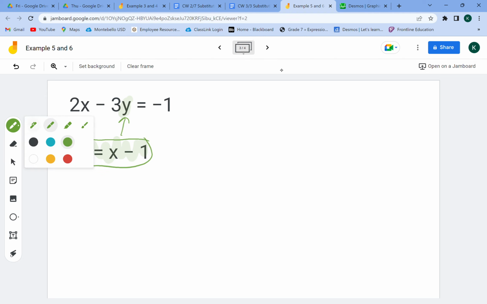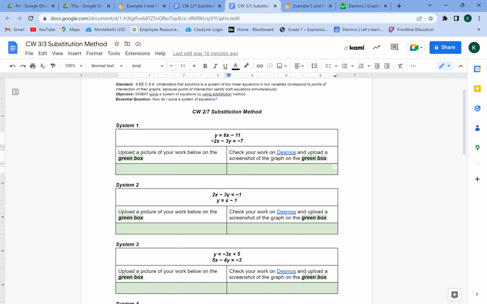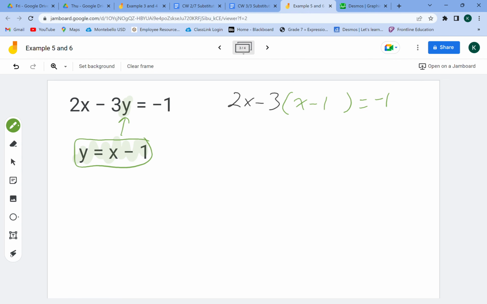So what I'm going to do is rewrite it again. I'm going to rewrite this top one right here, 2x minus 3. And I'm going to go ahead and put a parenthesis here, and plug in x minus 1 is equal to negative 1. Let me make sure I wrote down the same thing. Okay, I did. Okay, super. So now we have that there.